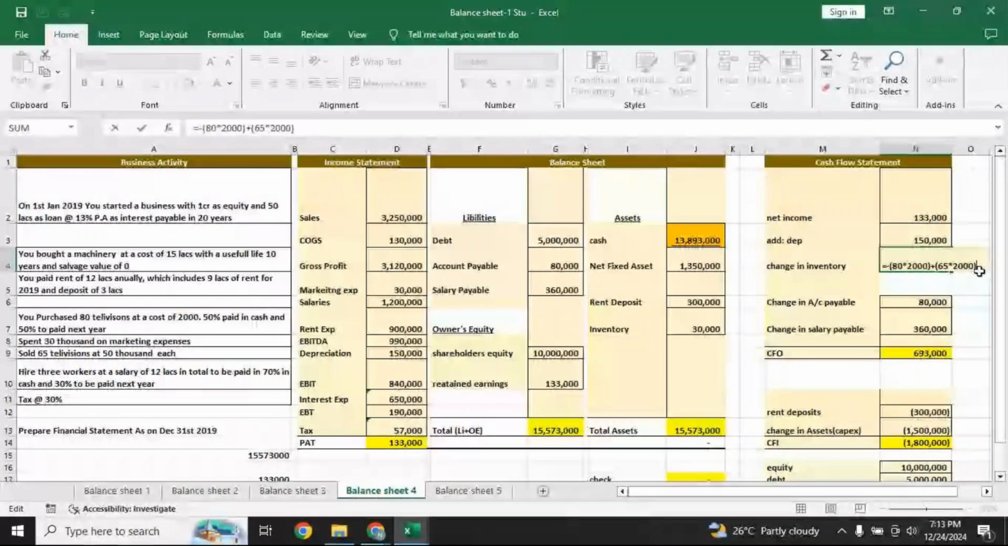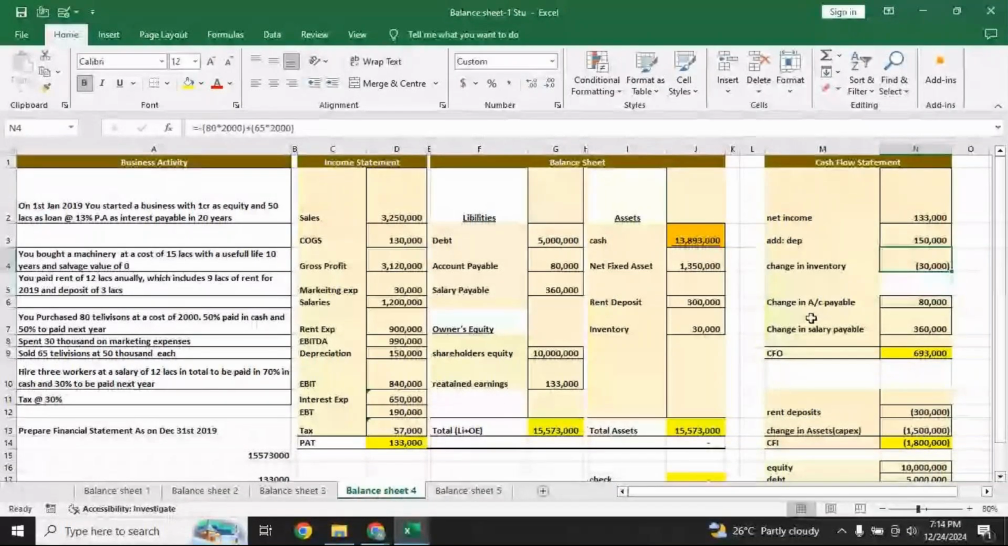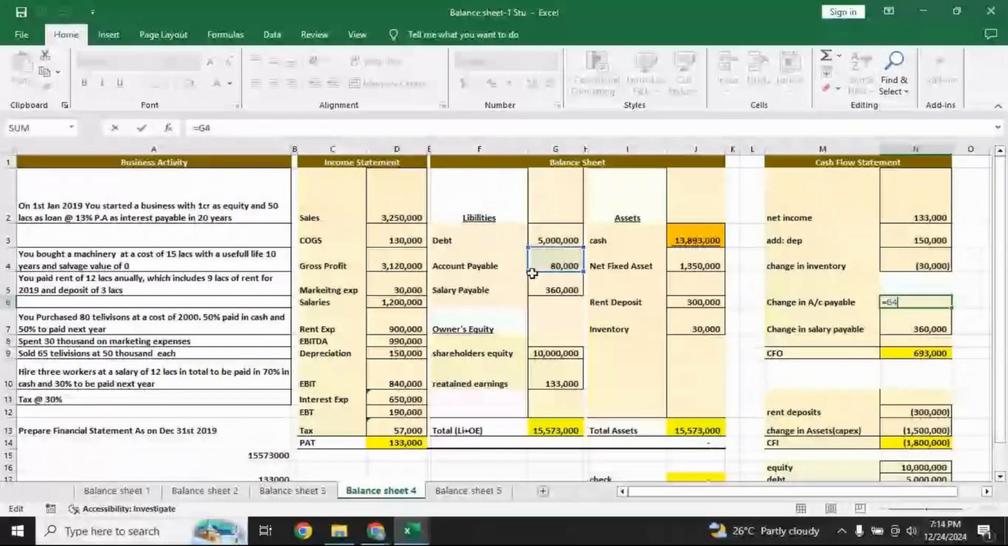Change in accounts payable. I am buying 80 televisions at the cost of 2000. 50% I am going to pay by cash and 50% next year. So I have taken the accounts payable value: 80 into 2000, and 50% of that is my accounts payable.